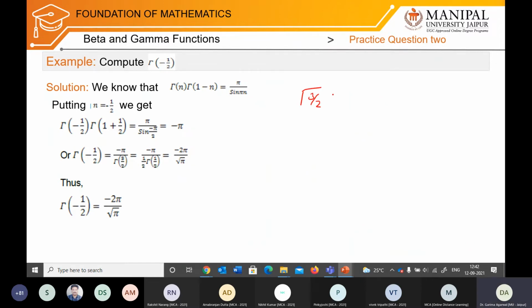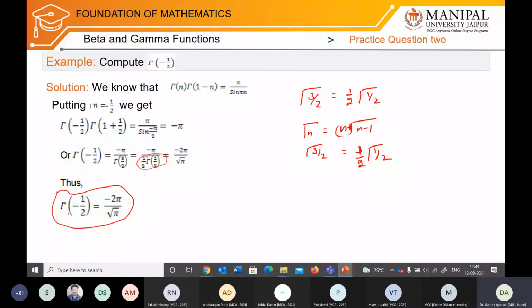Gamma 3 by 2 can be written as 1 by 2 gamma half. See, gamma n is n minus 1 gamma n minus 1. So gamma 3 by 2 will be 1 by 2 gamma 1 by 2. Right? Clear? So gamma of minus half is minus 2 pi upon root pi, or minus 2 root pi.